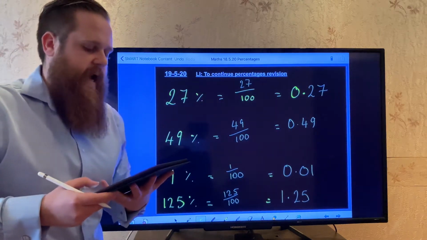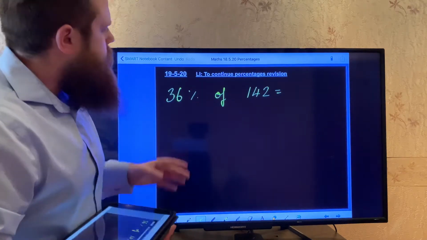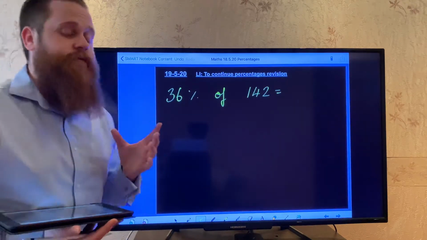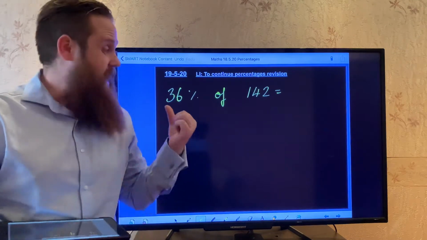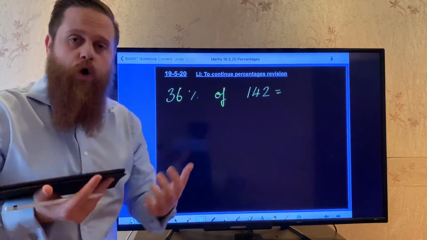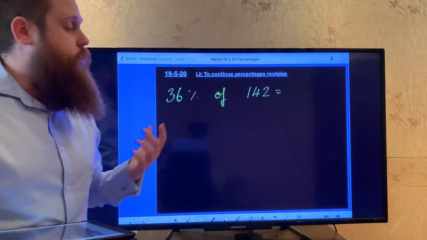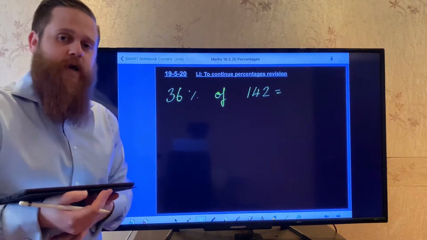Now then, let's look at the actual percentage part. 36% of 142. Pause the video, have a go and try and solve this. Work it along, then press play and we'll go through it together. Okay then, are you ready?